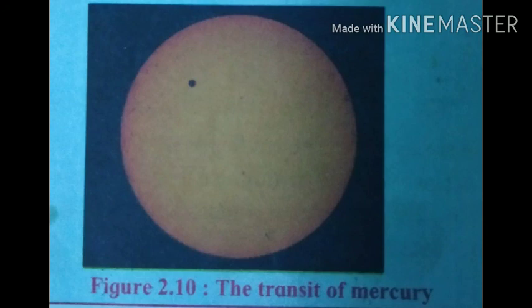Transit. If an inner planet like Mercury or Venus comes in between the earth and the sun, a transit occurs. At that time, a small dot appears to move across the sun disk. Transit is a type of solar eclipse.